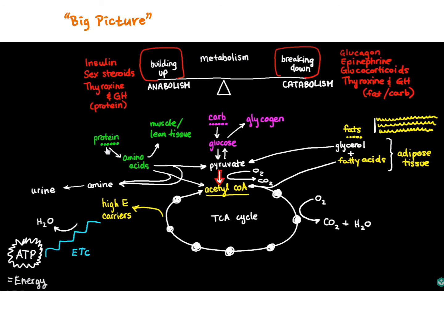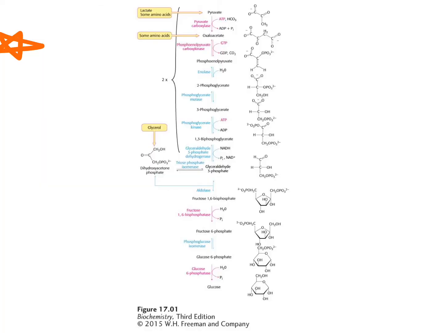Let's look at the big picture again. Amino acids can be converted to pyruvate. Fat: after cleaving off the fatty acids, the glycerol backbone can be converted to pyruvate. This is the pathway of gluconeogenesis.